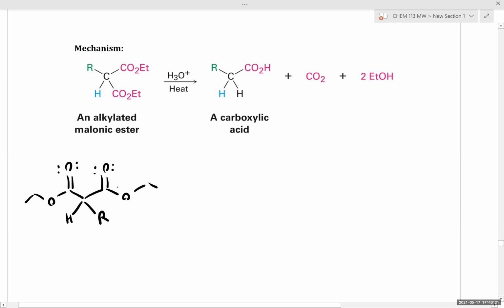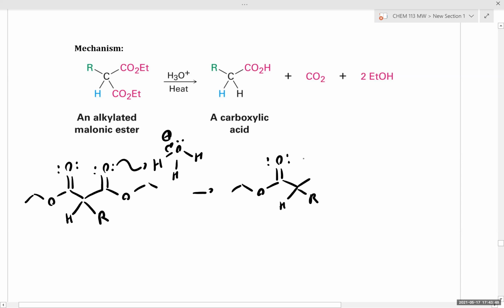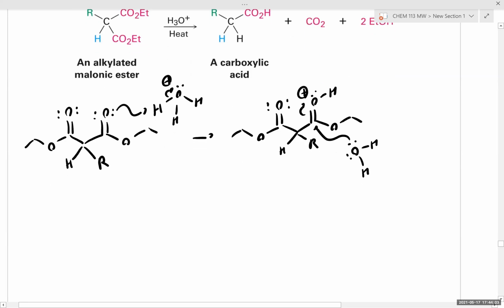So for the first step, we're going to need to hydrolyze this ester under acidic conditions. So we're going to first protonate one of our ester carbonyls. That in turn activates the ester for attack with even weak nucleophiles such as water. So from here, water will attack the electrophilic carbonyl carbon, and that will give us a tetrahedral intermediate.